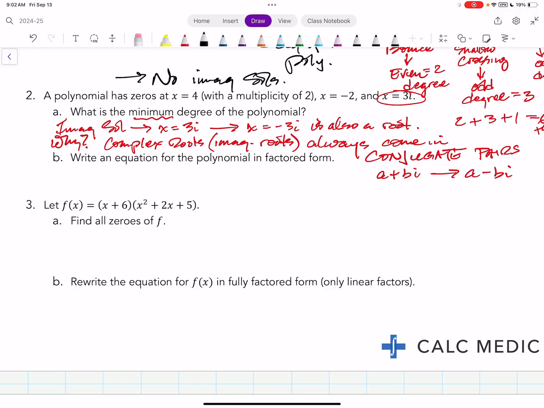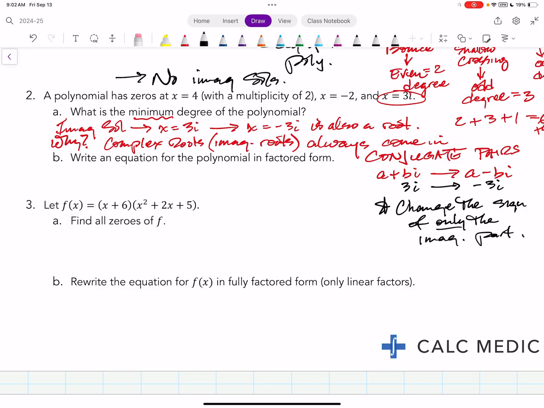So in our example here, they gave you 3i as a root. That means -3i is also a root. Just change the sign of the imaginary part. Let's make a little caveat here: change the sign of only the imaginary part.